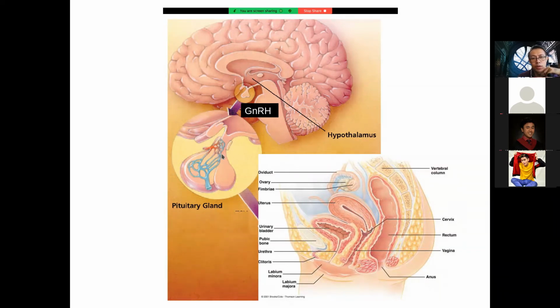Of course, all of these are being monitored and regulated by your pituitary gland. So imagine if nothing starts here, if the engine doesn't start here, nothing happens down here. So when the women come in for a fertility checkup, we also have to look out, is the problem here inside the brain or is it really just here in the ovaries?